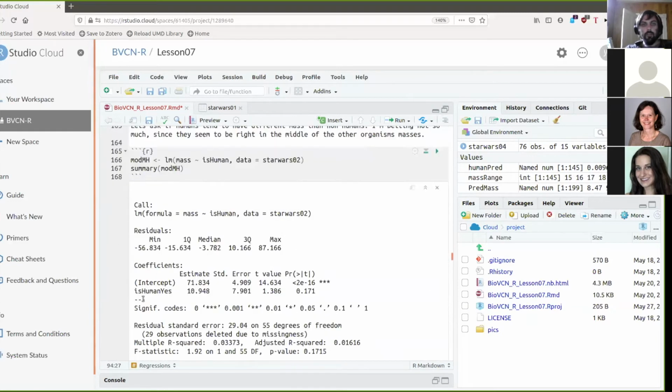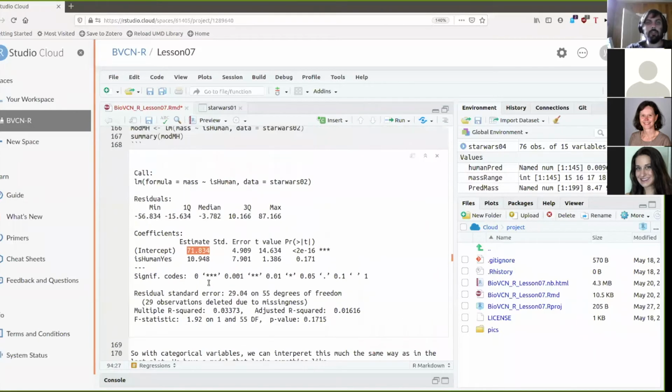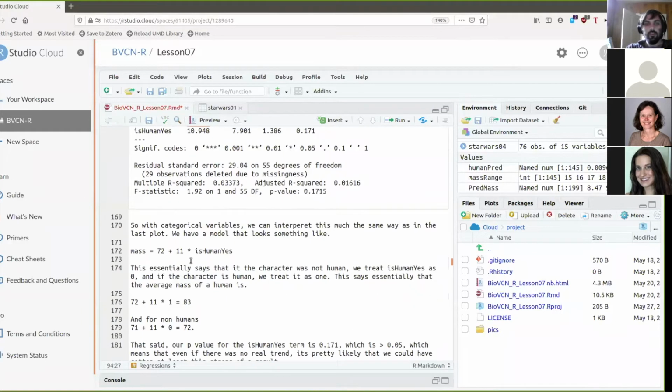So let's go back down here, and we have our linear model. We've got our intercept and our slope. What we're saying is that if they are human, we give that a 1, and if they're not human, we give that a 0. So basically the mass of a character is 71 plus 11 times 1 if they're human, right? So that's 83. So we're saying humans have an average mass of 83.